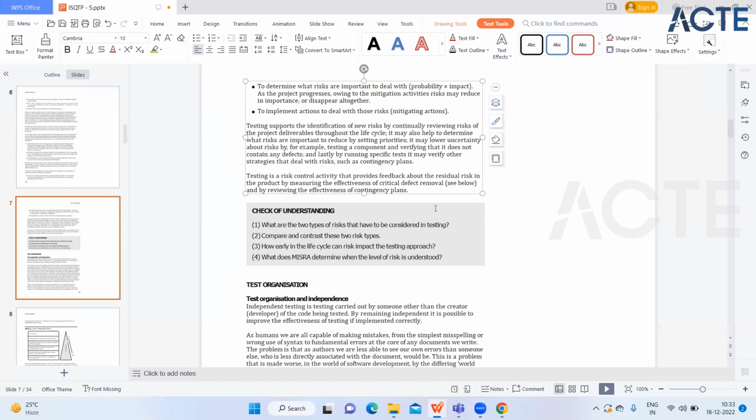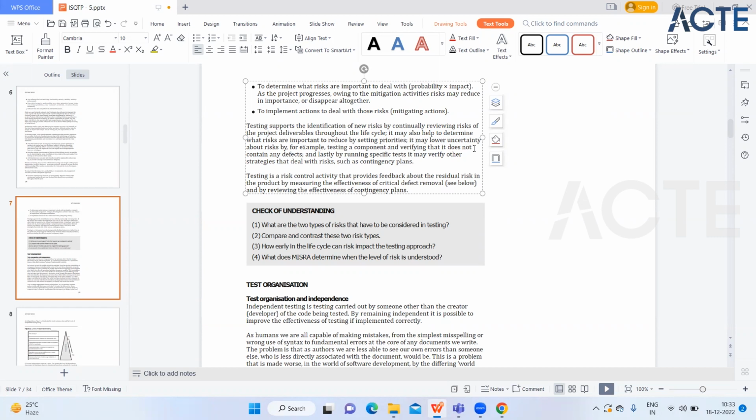We have defined the risk, but there should also be a plan for how we will deal with that particular risk. So this is the thing. Now, testing supports the identification of new risk by continuously reviewing risk of the project deliverables throughout the life cycle. It may also help to determine what risks are important to reduce by setting priorities.